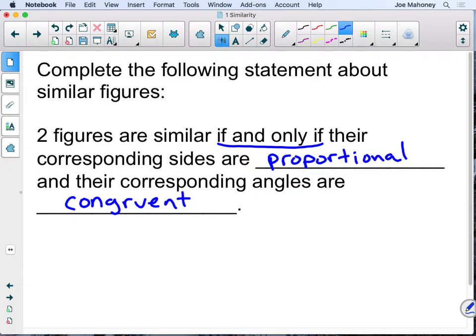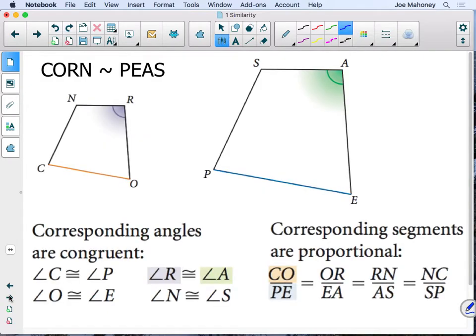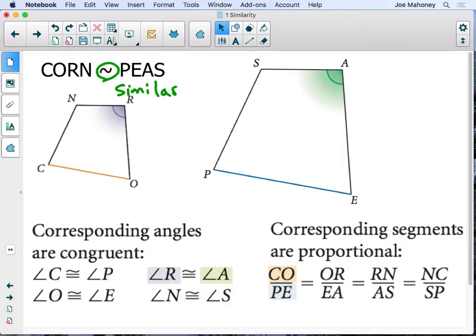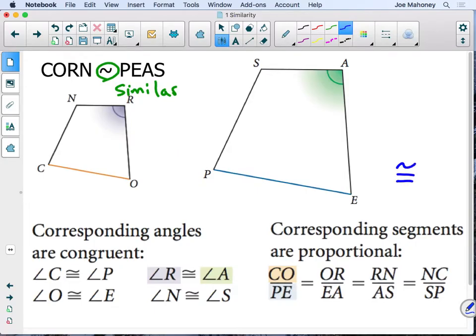Likewise, if you're trying to prove that two figures are similar, if you have two figures whose sides are proportional and angles are congruent, then they are similar. That's the if and only if part. It goes both ways. So, for example, if you have figures CORN and PEAS, we're going to use this symbol here for the similarity symbol. It kind of looks like the congruent symbol. Do you remember the congruent symbol had the equal sign and then the squiggle on it? Well, this is just the squiggle.